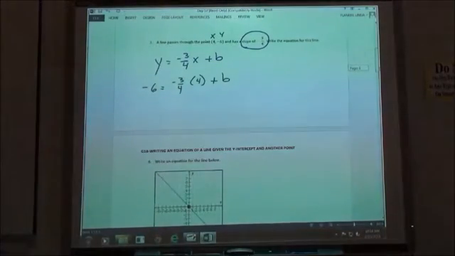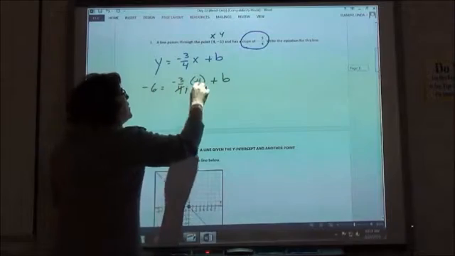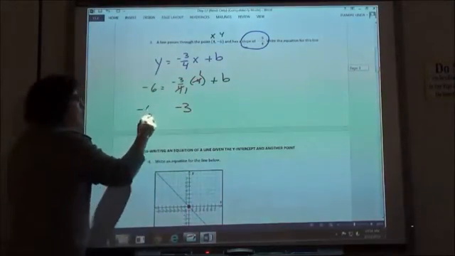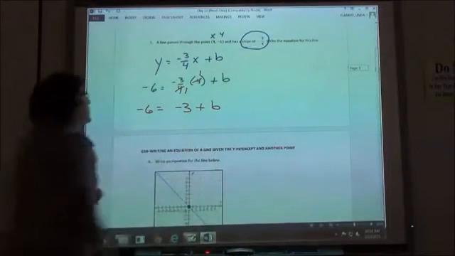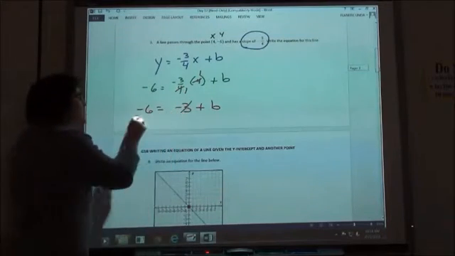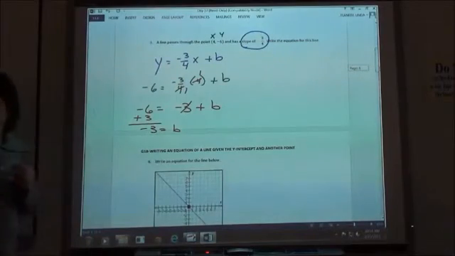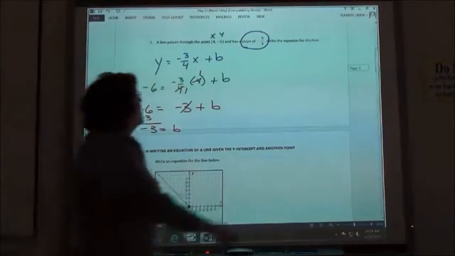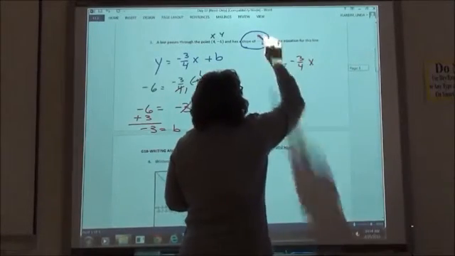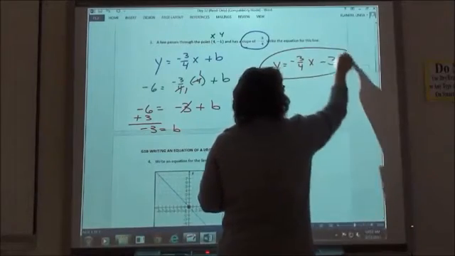Well, they made this one kind of nice because I can do some canceling. So 4 goes into here once and into here once. -3/4 times 4 is just -3. So -6 equals -3 plus b. Solving that for b, I'm going to add my 3. So -3 is going to be my y-intercept. So my equation, y equals -3/4 x, since -3/4 was my slope, minus 3, since -3 was my y-intercept.